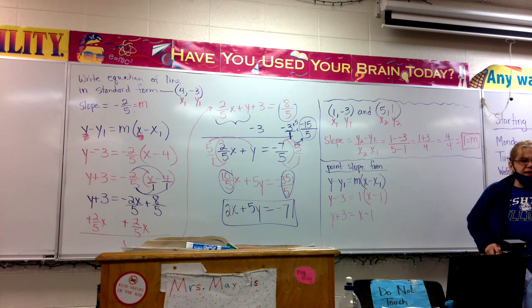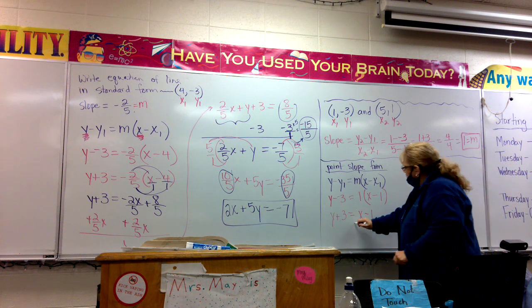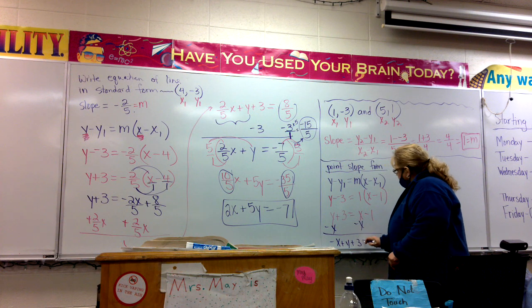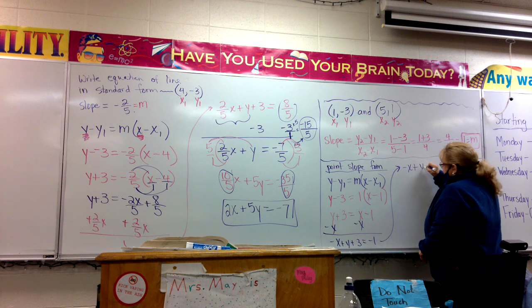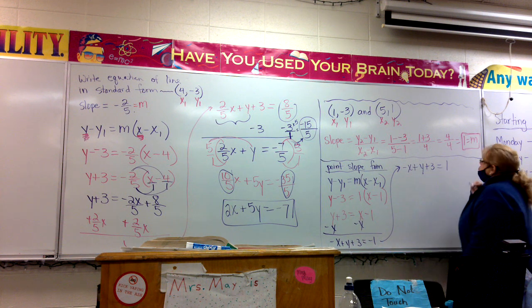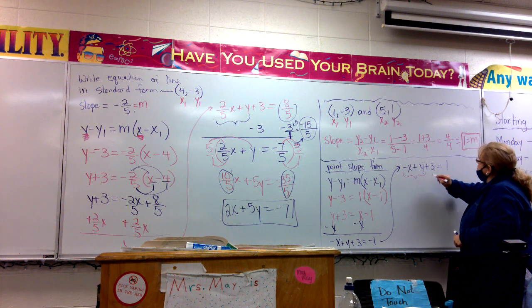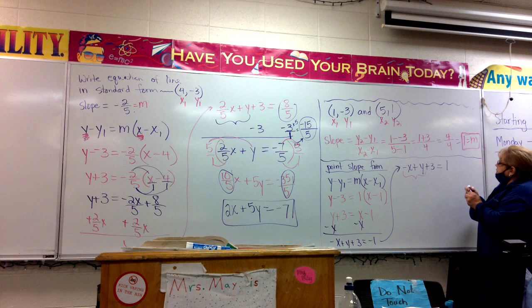Now what? We have to get the x and y all on the same side. So how about if I minus x? -x plus y plus 3 equals -1. I have x and y on the same side now. Oops, I screwed up. See that? It's a -1. Good thing I caught it now, though.